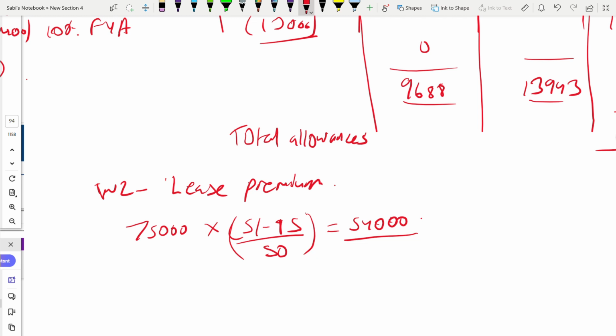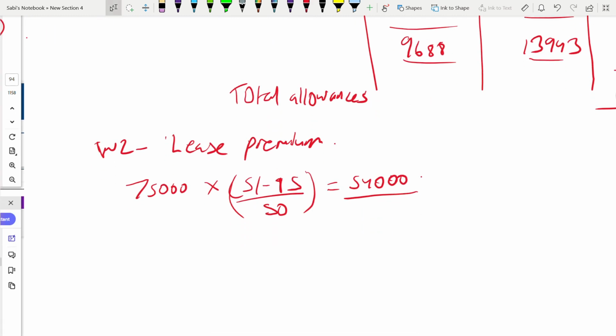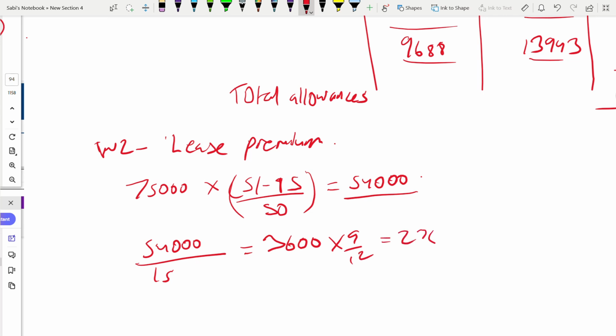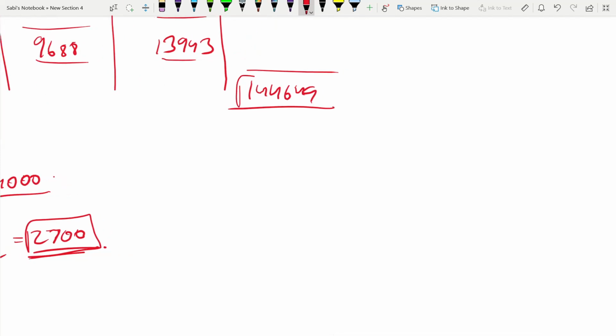Now, this is deductible over the life of the lease, for the 9-month period. So you take this 54,000, this is for 15 years, 3,600 for 1 year, and you have to take it for 9 months, 2,700. So this is the lease premium, 2,700. These boxes are very important, because you have to deduct this from your trading profit.